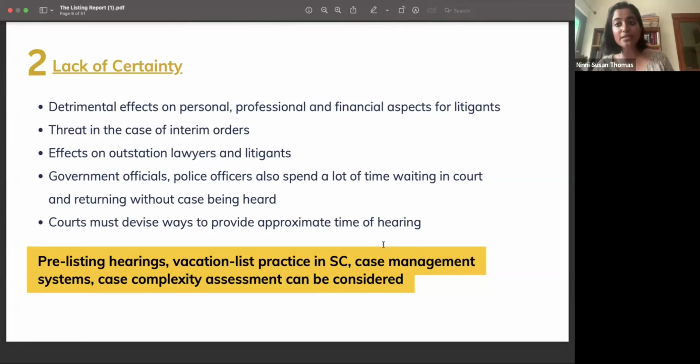Another thing that can also be considered is case complexity, along with what you figure out from lawyers on how much time they will take to argue. You can also look at the complexity of individual case types, see how long it might take, and do case management accordingly.